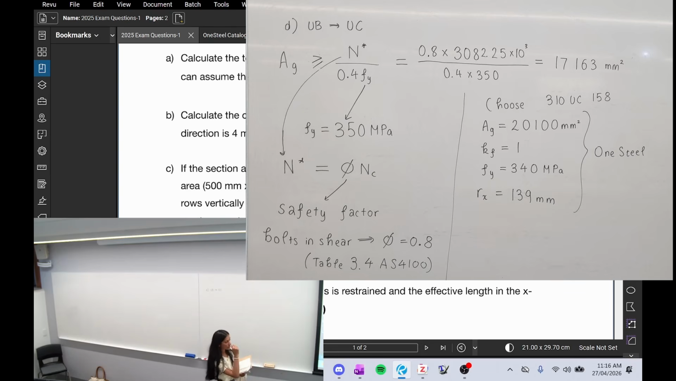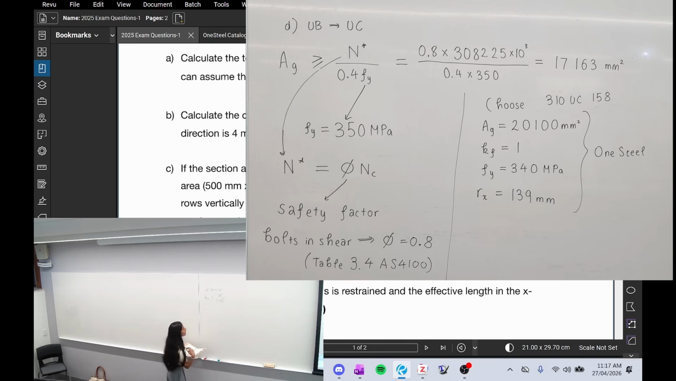So we want this to achieve the same compression capacity. So we first of all want to resize our column. Resizing means we want to find what the new area should be. So this is the formula for resizing. Is that okay, or do you want bigger? So the formula for resizing is going to be like this, so N star over 0.4 F subscript y.